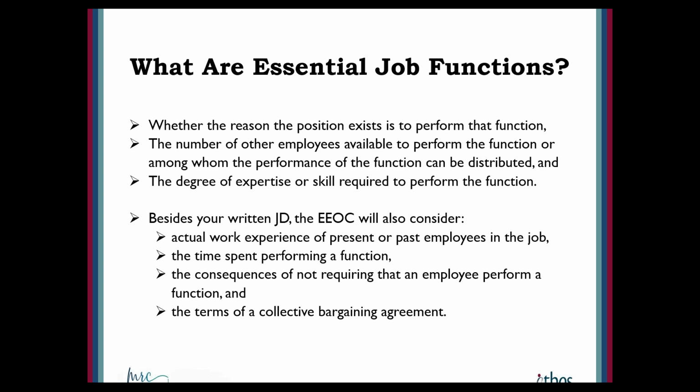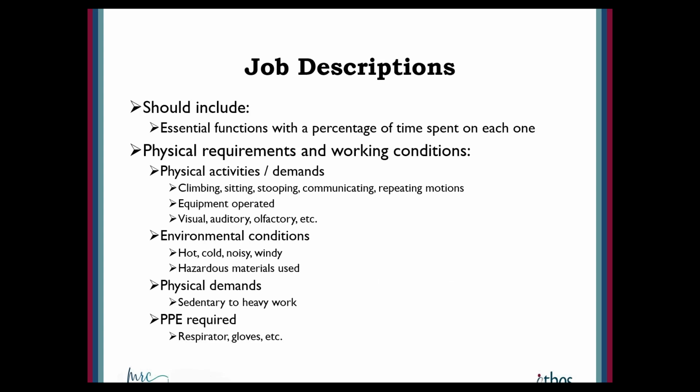Exactly. And so the EEOC has said, besides those three things at the top, whether the position exists to perform that function, the number of employees available to perform it, or the degree of expertise needed to do it. Besides those things, you can see some other things at the bottom there: actual work experience, the time spent performing a function. I know when Ivana on my team writes job descriptions, she's really good about saying for each of those essential functions the approximate percentage of time that's spent doing that function. So if it's done 2% of the time, not so critical. But if it's 50% of the time, well, that's an essential job function. And then the consequences of not requiring that an employee perform a function. So if it's not getting done, is there a problem there? And then also, of course, if it's part of a collective bargaining agreement.